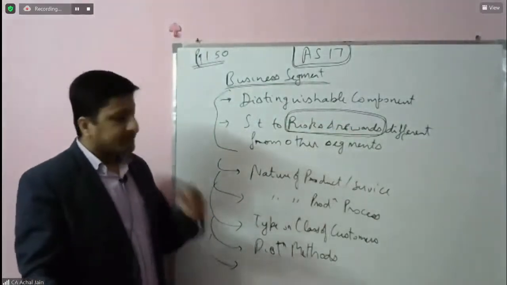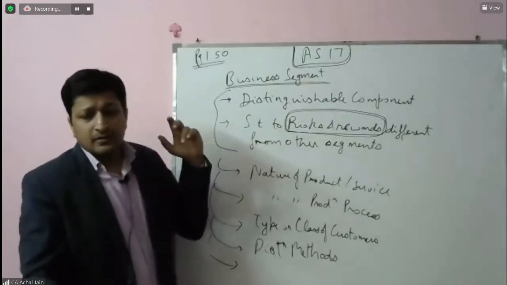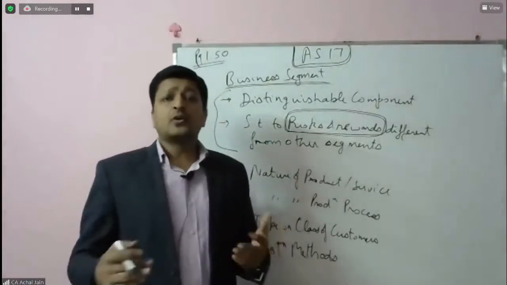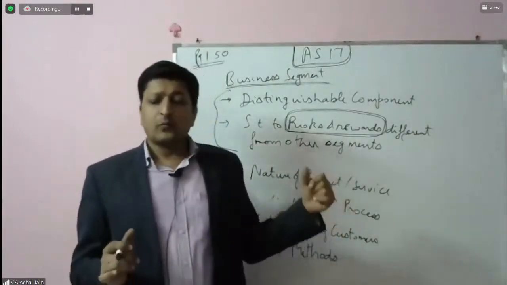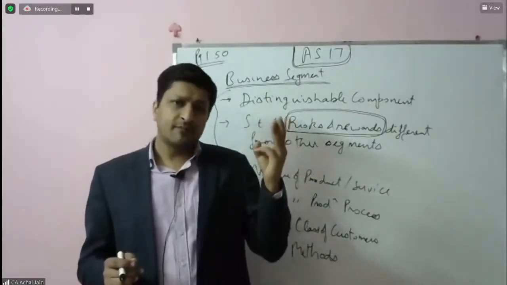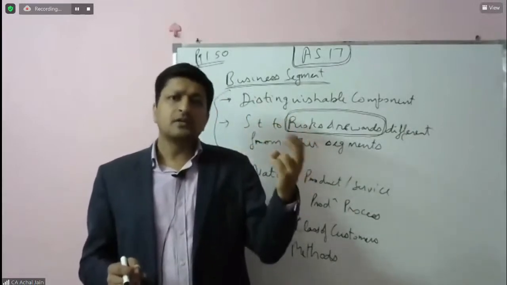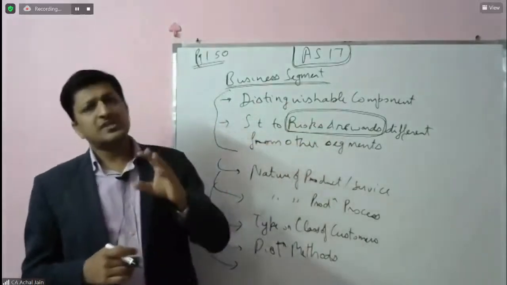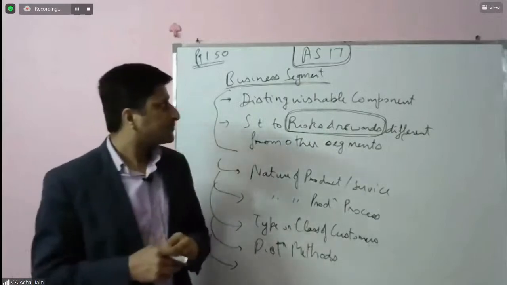Secondly, when we talk about a distinguishable component, when would you say a component? We are talking about a component of an entity. In our example, what were the components of an entity? Three components were there: trading of chemical, trading of furniture, and manufacturing of furniture. These were the three components which we consider as three segments also.